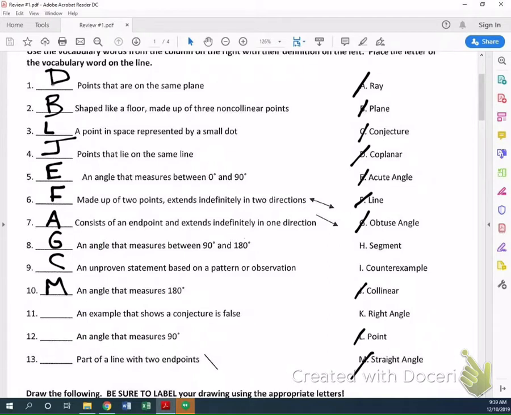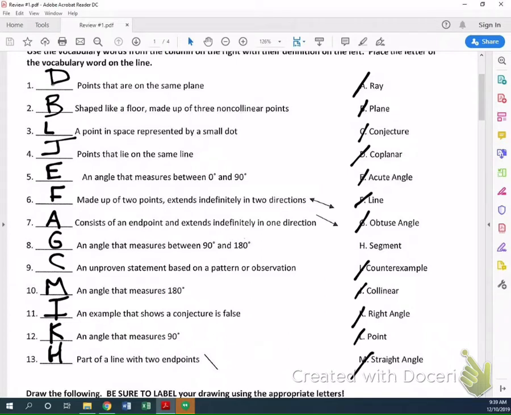Good. Number 11, an example that shows a conjecture is false. I, counterexample. Number 12, an angle that measures 90 degrees is K, a right angle. And a line that has 2 endpoints is just part of a line, it doesn't extend. Segment. It's a segment, H. Good.